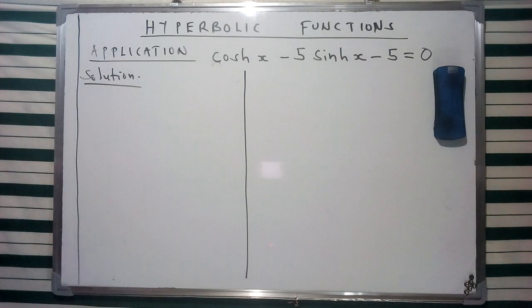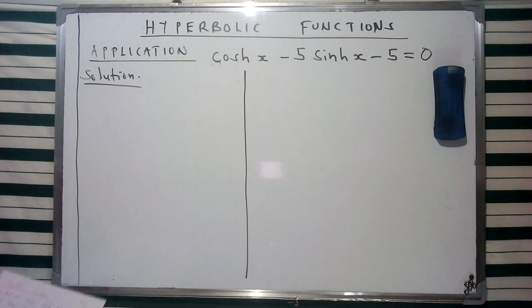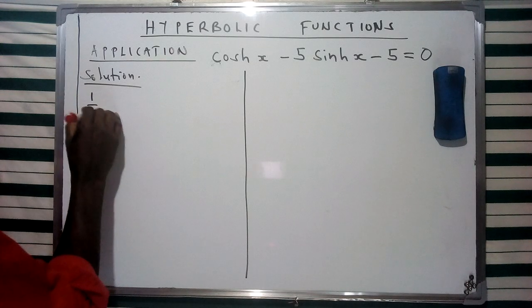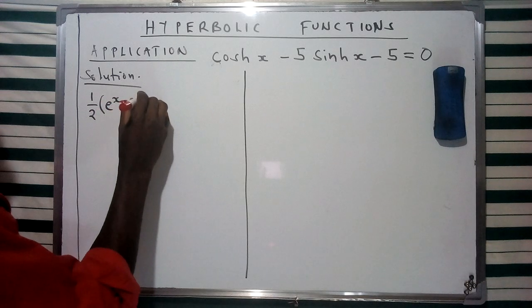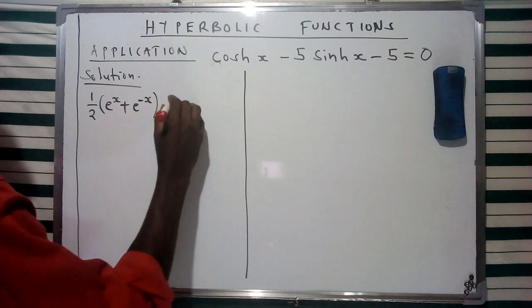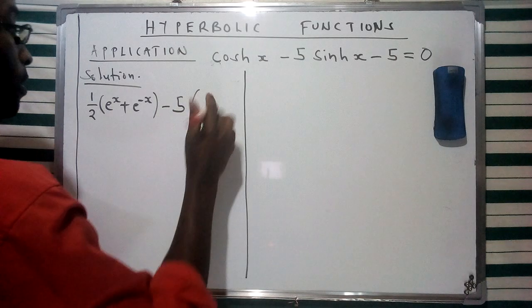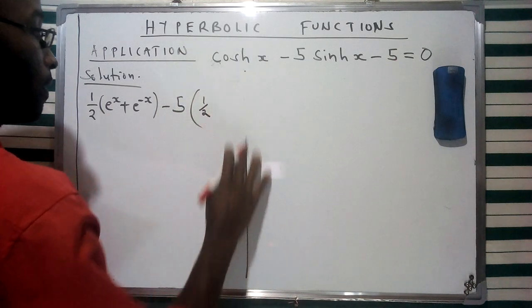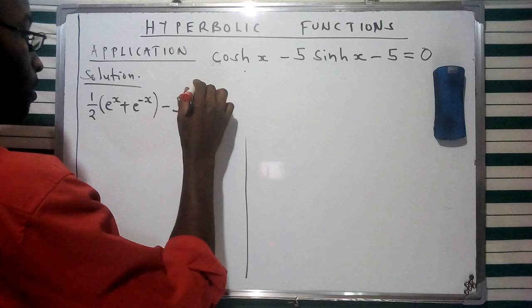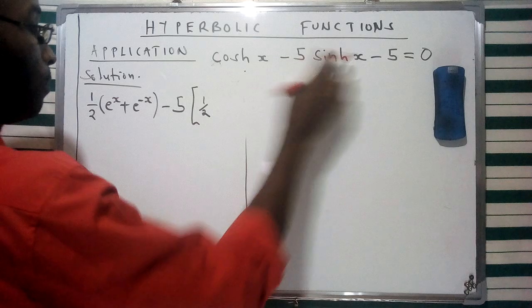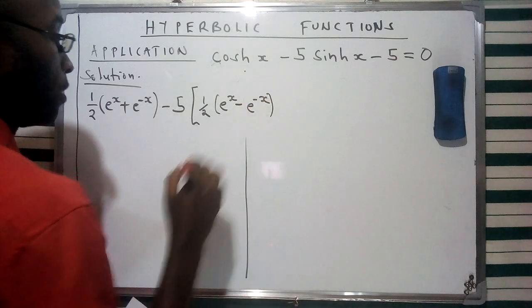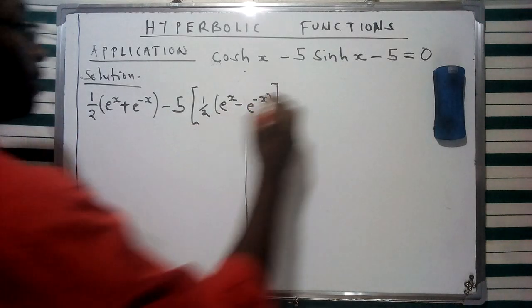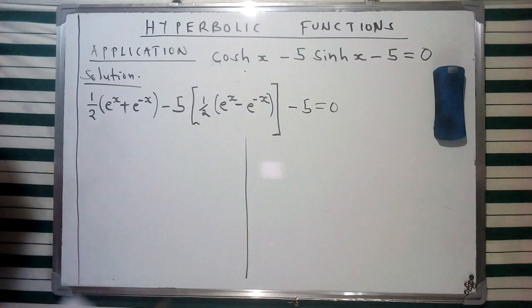The first step is to convert these representations into exponentials, where cosh x is given as e^x plus e^(-x), and this is minus 5 into sinh x, which was given as a half. This coefficient is going to apply to the whole of this, so it's a half e^x minus e^(-x). These ones I'm mentioning for x are the exponents. So this is minus 5 is equivalent to 0.